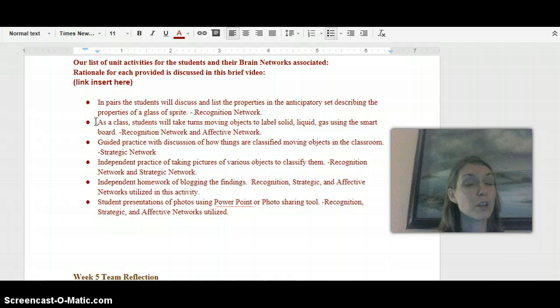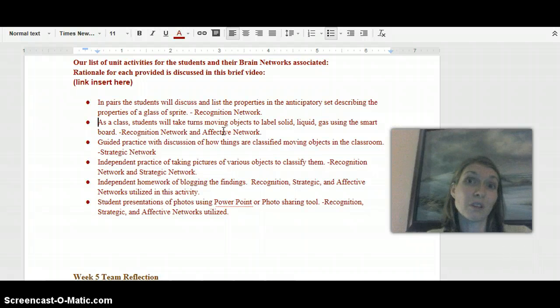So now they'll have an opportunity, as a class, to showcase what they've already talked about with their peer. That would still be the recognition network, but now we're adding the affective network, where they're able to utilize the smartboard, which is a very motivating technology piece for all the students in general.